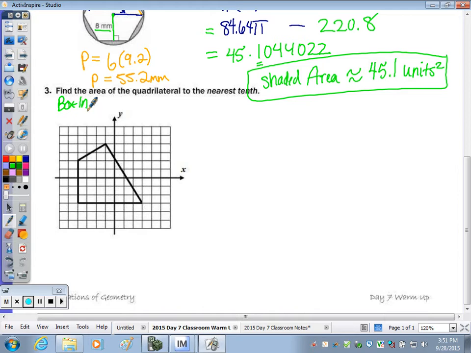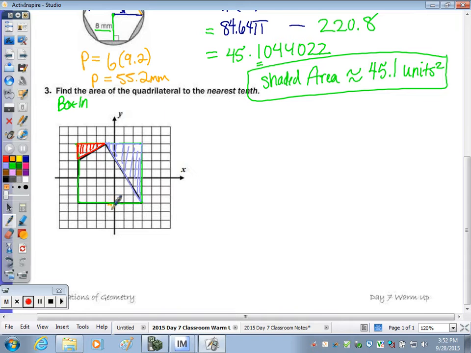So what we do is we box in the given triangle, quadrilateral, whatever the polygon is, and I know how to find the area of any rectangle or square, length times width, and then I subtract the area of these two triangles. To find the length of a horizontal or vertical segment, that was the absolute value of the x-coordinates or the y-coordinates, depending on whether it was a horizontal or vertical segment. So I'm just going to make note of where it crosses the x-axis and y-axis.